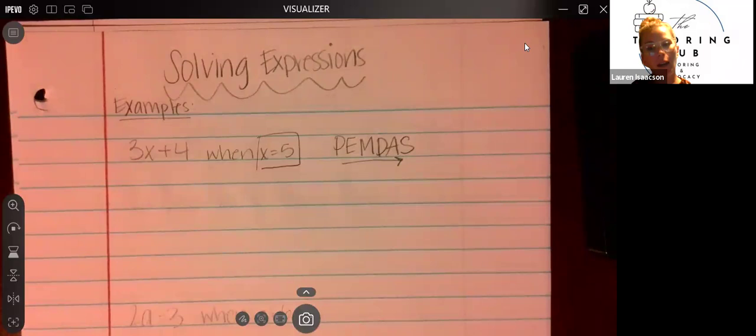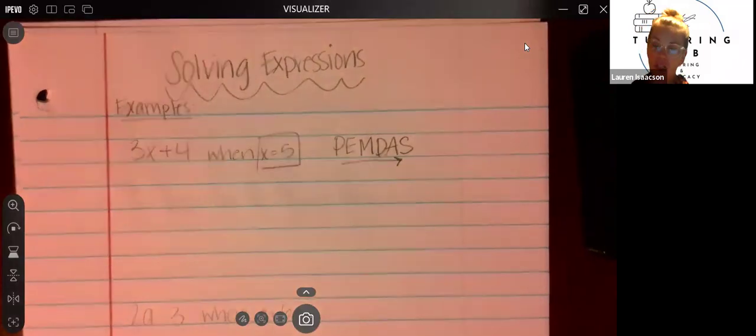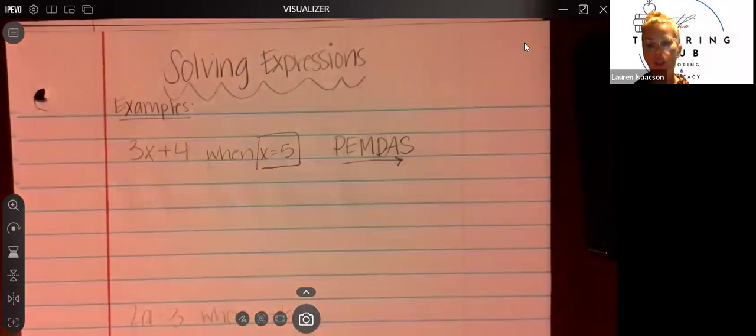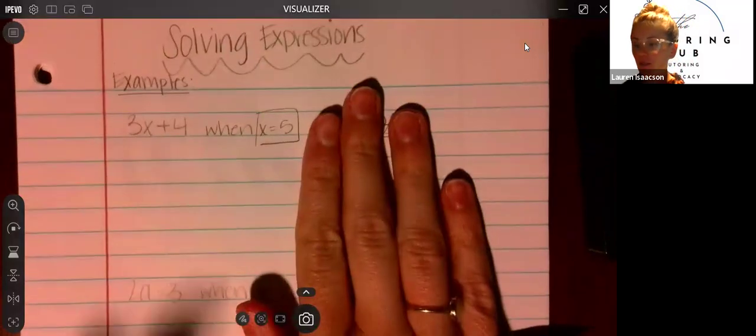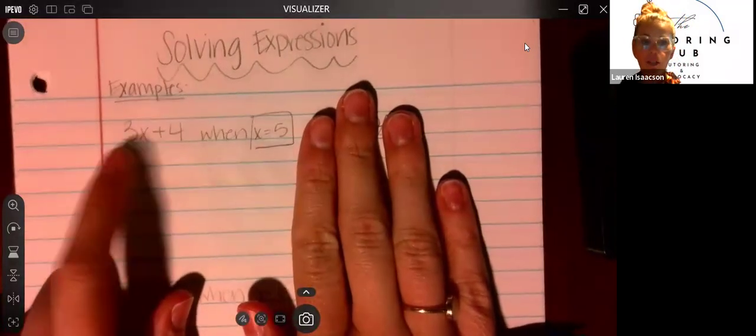Welcome back to Math with Miss Rebecca, okay? So we are working on expressions, right? Today we're going to do solving expressions. Writing expressions is your first step, okay? Then today we're going to plug in numbers and solve, okay? So let's look here. We have some examples.